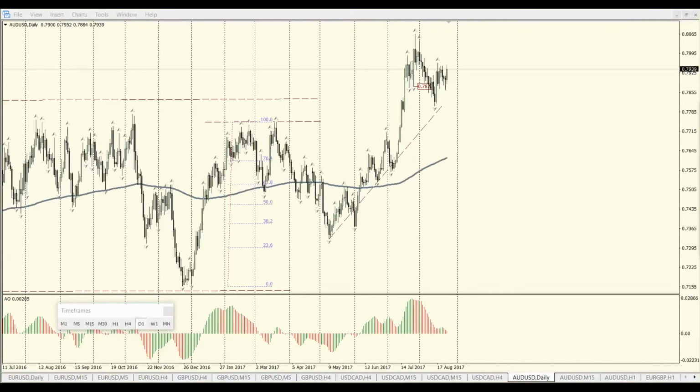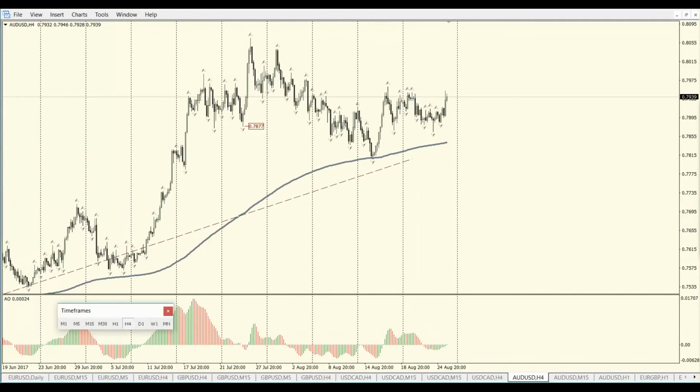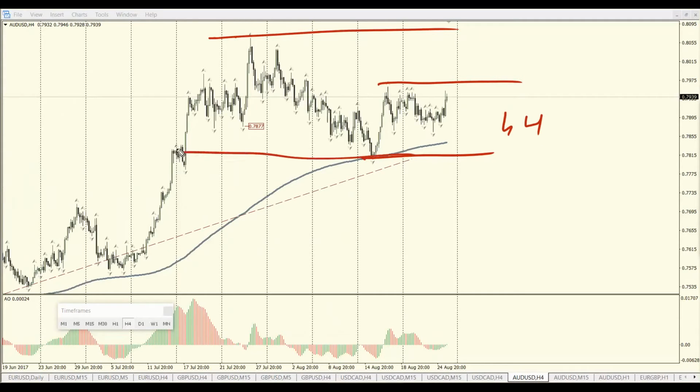This pair is still in a flat phase of D1 level. Here you can see the borders of D1 flat phase. And also if we go to a smaller time frame, here are the borders of H4 flat. So this is the D1 here, and this is the H4 level flat phase. So for me, the more important reference point is this one here.